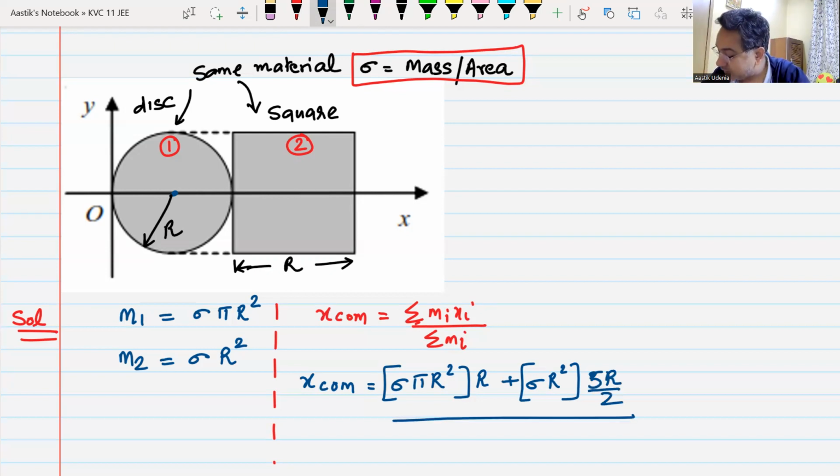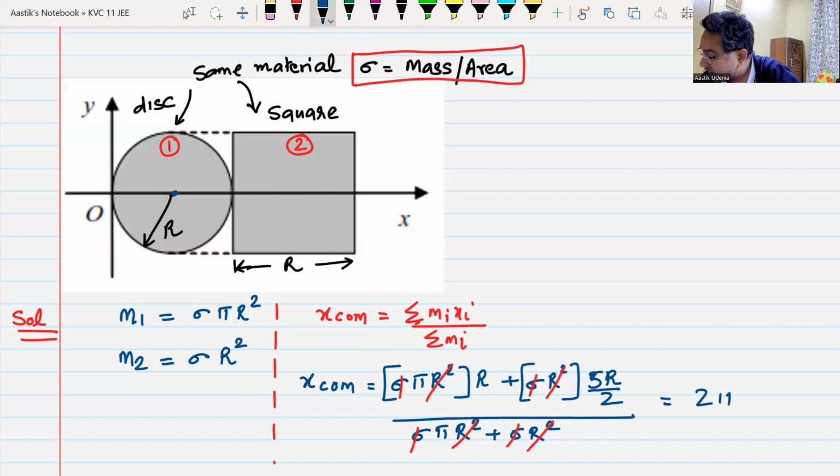Divided by sigma into pi r square plus sigma into r square. That is the answer that you are going to get. The r square, r square will get cancelled. Sigma, sigma will get cancelled. And whatever remains will be the answer. And I think the answer that you gave was correct.